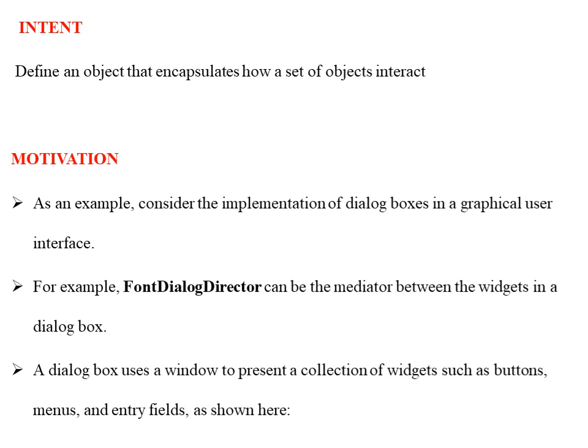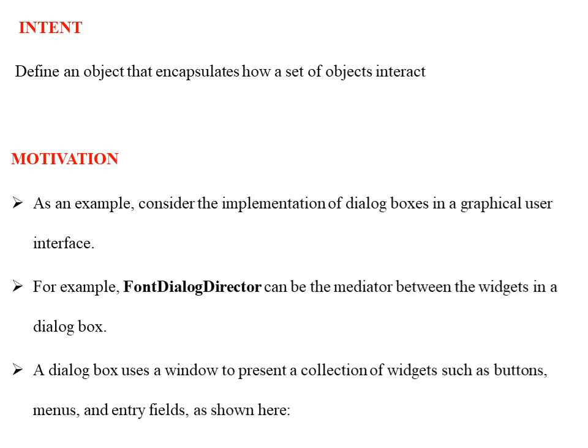Similarly, Google, mail or others can all be defined in one widget. A group of objects interacting, grouped into one single entity, is known as a widget. Here the font dialog director is the mediator. It interacts with all of them, like button, menu, list, text or background color. The font dialog director acts as a mediator between the widgets in a dialog box. If you see the diagram, you will definitely understand this.